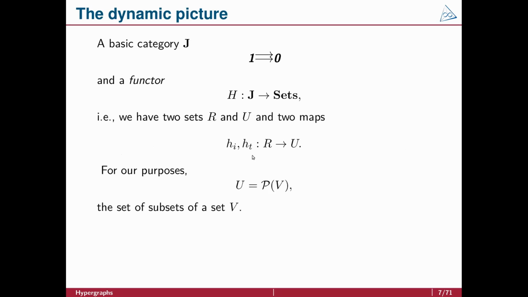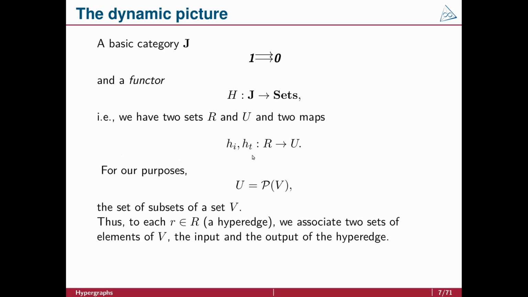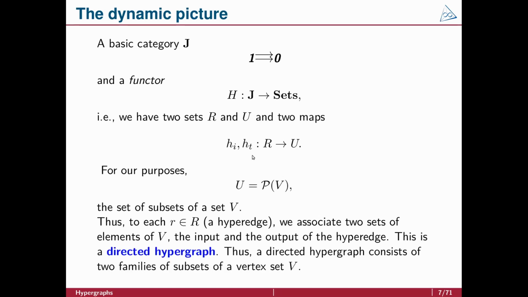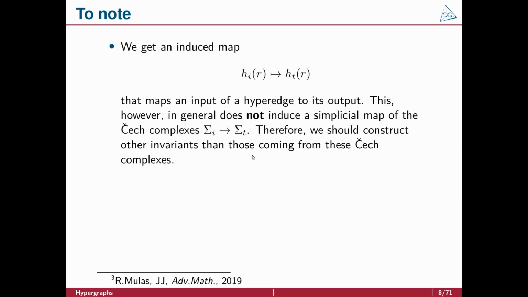But again, we don't want to look at ordinary graphs, we want to look at hypergraphs. So again, U is a power set of some other set, or as I had indicated before, it could be more general if we wanted to have it. So now to each hyperedge, we associate two sets of elements of V, the input and the output of the hyperedge, or the initial and the terminal set of the hyperedge. And so this would be a directed hypergraph. So a directed hypergraph consists of two families of subsets of a vertex set V.